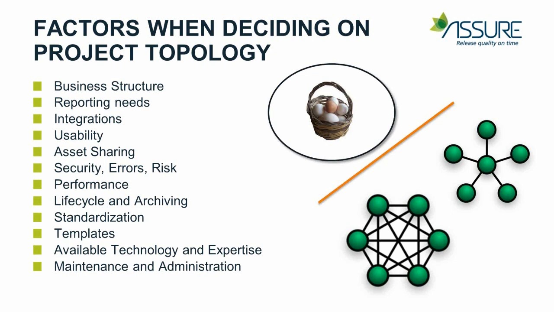Usability is something we heard a lot about from customers. Many times they don't like testers to switch between projects. It's a pain, especially when you don't have standardization. Asset sharing: is it possible, and how do you actually do it? Sharing requirements and test cases across projects, security, visibility, performance, archiving, and the list goes on. So there is a lot to consider, and I would say no two customers are the same.